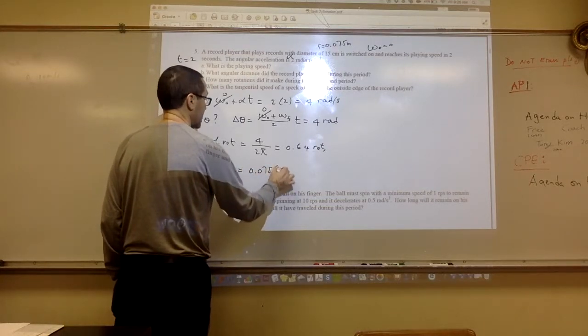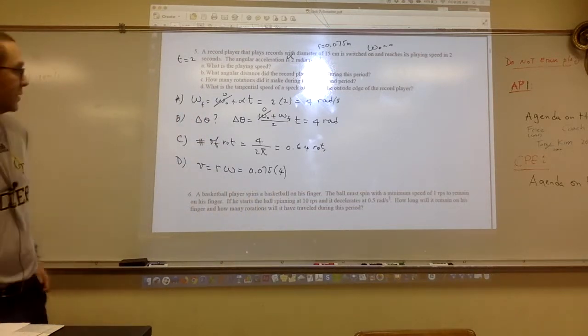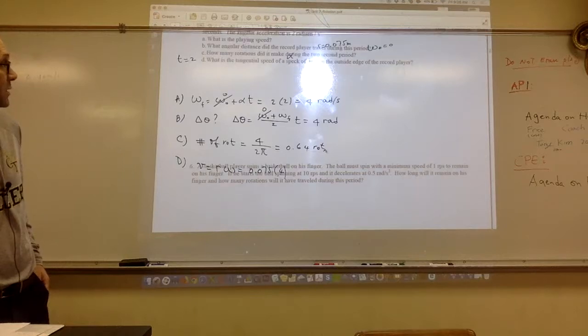0.075 times an omega of 4. And your answer should be 0.3 meters per second, not radian per second.